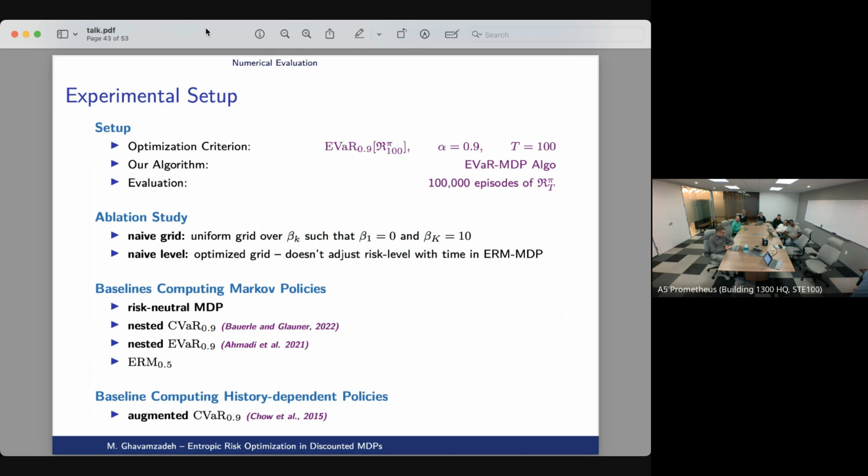And the algorithm that we want to show is EVAR. If my EVAR algorithm performs reasonably, this means that my ERM algorithm also performs reasonably, because the heart of the EVAR algorithm is my ERM algorithm. We're solving a sequence of ERMs.